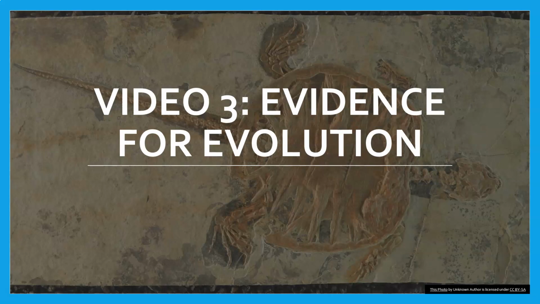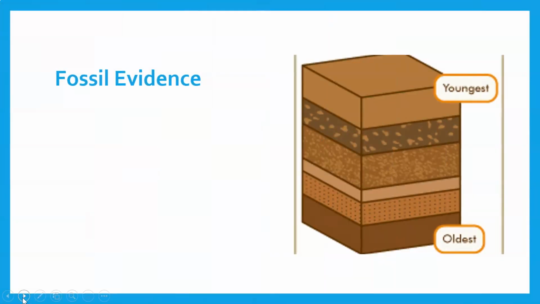Welcome to video 3 of Year 10 Evolution, and in this video we are looking at the evidence for evolution. So there's various different forms of evidence that we've got showing us that evolution has occurred. First of all, we can look at fossil evidence.